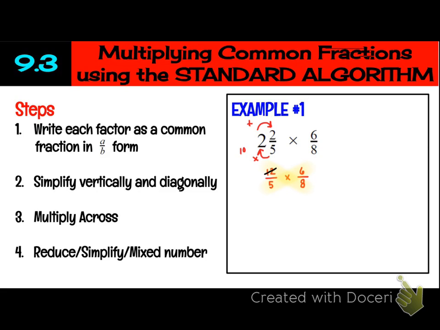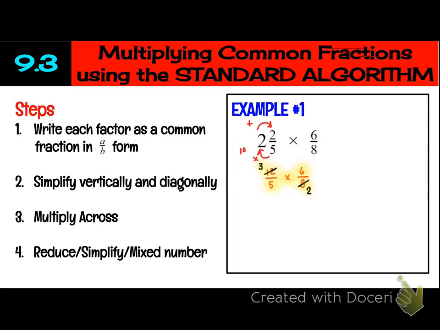4 goes into 12 3 times. 4 goes into 8 2 times. I recheck what I have there. I had 3 and 2, and nothing goes into 3 and 2. So now I'm going to look at my verticals. The vertical numbers are 3 and 5 on the left. Nothing goes into both 3 and 5.